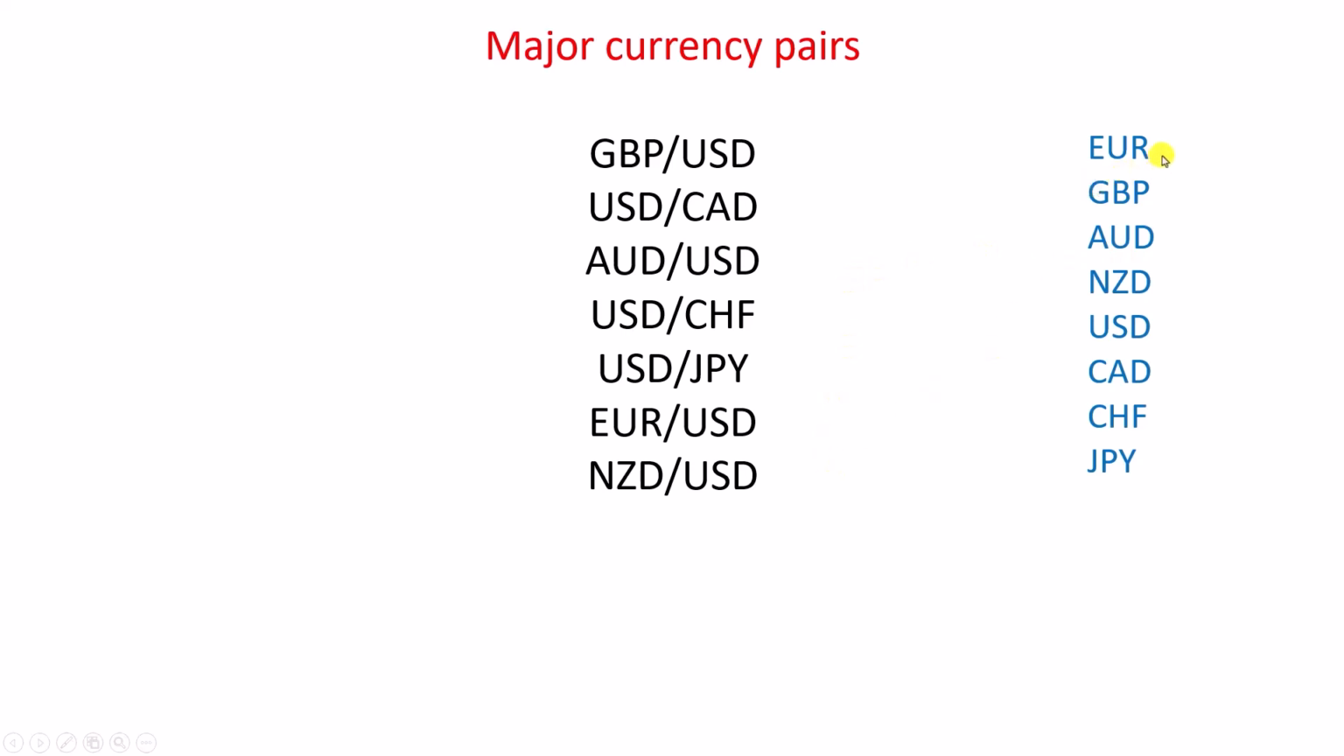If there is a pair between EUR and GBP, then EUR will be base, GBP will be quote. Now here if you see, we have EUR and USD. EUR is on the top of the list and then we have USD. So first would be EUR according to this priority and next would be USD. So these are the 7 major currency pairs.